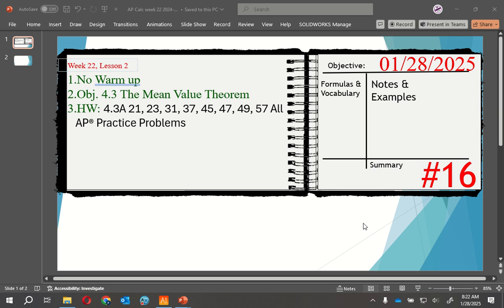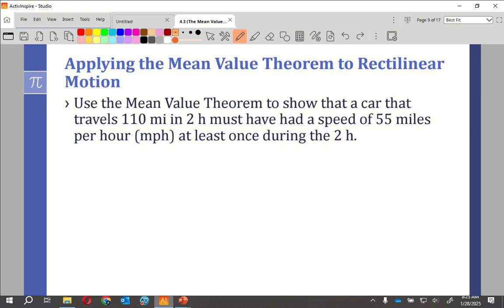Anyway, so the whole thing of what we were talking about is that the derivative in mean value theorem is equal to the slope of the secant line. So what I'm going to do here is apply mean value theorem to this problem. Use mean value theorem to show that a car that travels 110 miles in 2 hours must have a speed of 55 miles per hour at least once during the time.